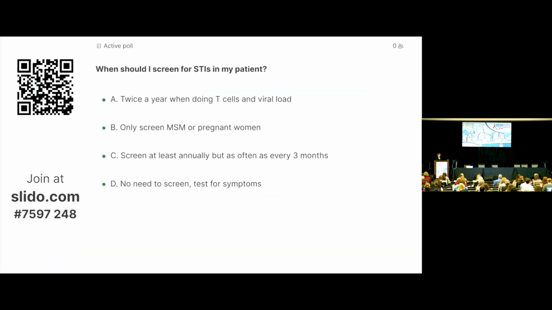So we have our first question here, and my questions are more like what you probably get in kindergarten, like we want you to get the right answer. So when should I screen for STIs in my patient population? Twice a year when doing T cells and viral loads, only screen MSM or pregnant women, screen at least annually but as often as every 3 months, no need to screen, test for symptoms.